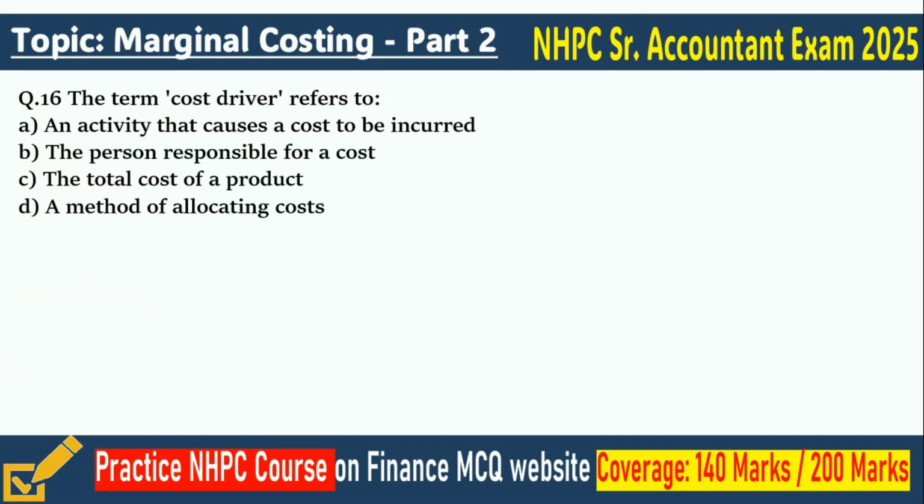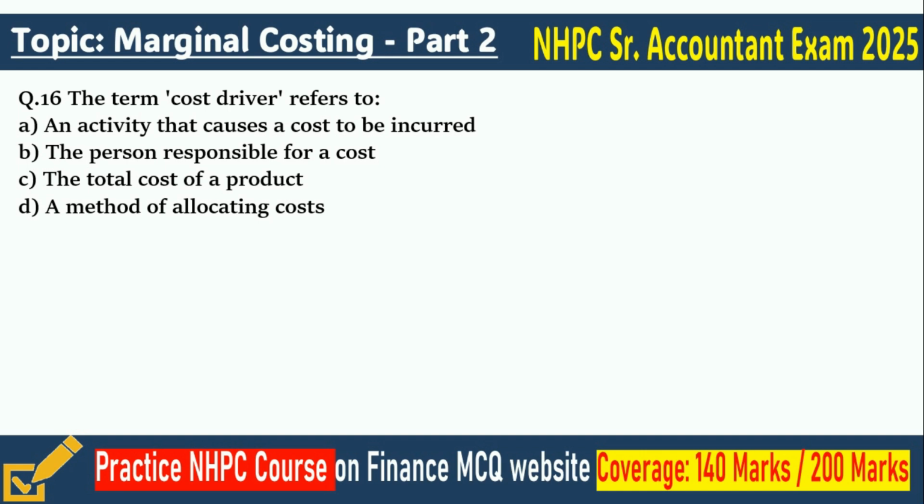The term cost driver refers to option A, an activity that causes a cost to be incurred. Option B, the person responsible for a cost. Option C, the total cost of a product. Option D, a method of allocating cost. So friends, pause the video, think over it.